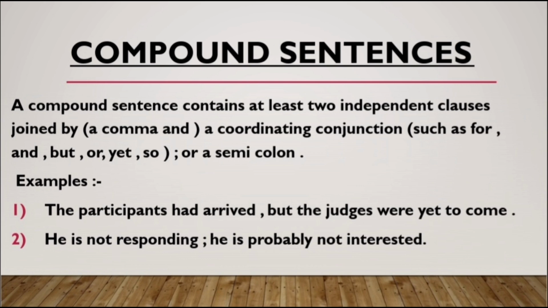Have a look at the next example. He is not responding, he is probably not interested. So therefore two clauses, two finite verbs again. So is not responding is the first finite verb, is is another finite verb, right, and it is joined by a semicolon, right.